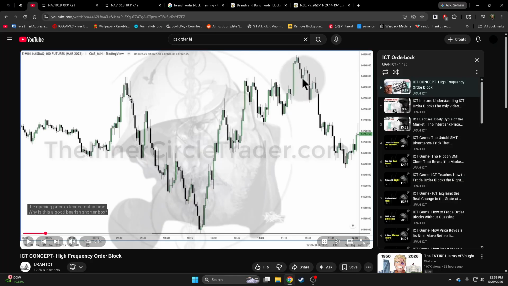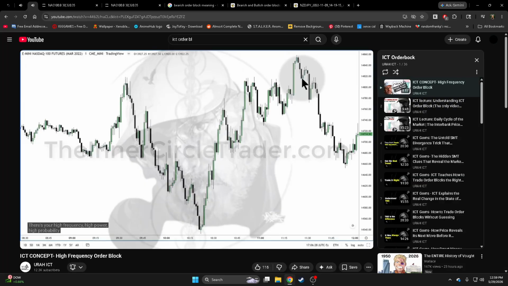On downward, so come here, boom, look over here. Where's the side meet at? Somewhere over here. And as you see, these candles right here just equal out in this range. So it's just a balancing act. Because it has that gap, and it's taking liquidity, and there's a market structure shift. There's your high frequency, high power, high probability bearish order block. Forget everybody else's.